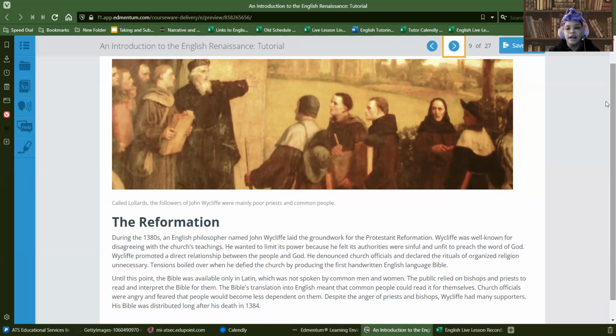Things between Wycliffe and the church pretty much went back and forth for a while, with him denouncing them and them trying to discredit him. But what changed the game was that he helped produce the first handwritten English language Bible. And part of what made this a big deal was that the Bible was only available in Latin up until this point. Now, if you remember from previous lessons, people could only learn Latin from serving the church or just being rich and well-traveled or well-educated due to money. Common men and women did not speak Latin.